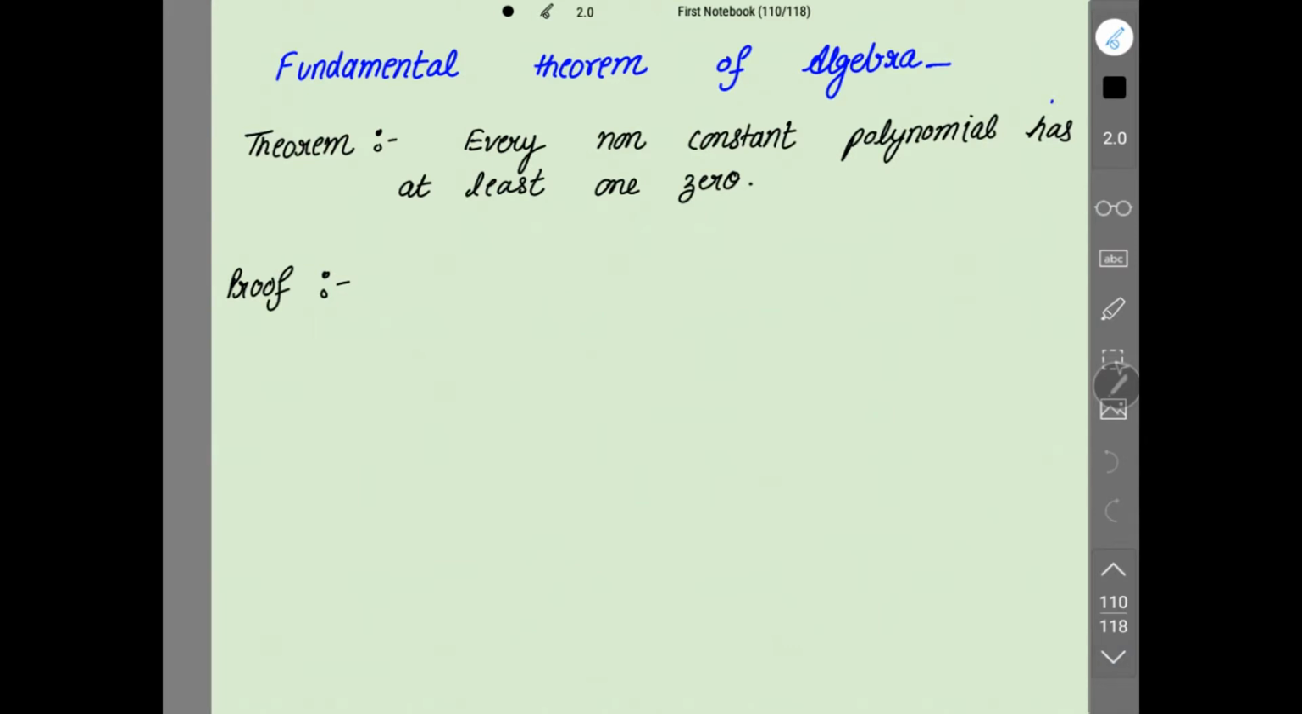Now the theorem, the Fundamental Theorem of Algebra, states that every non-constant polynomial has at least one zero. At least one zero means it has at least one root. So suppose we are taking a polynomial which is non-constant. So let's start with the proof.